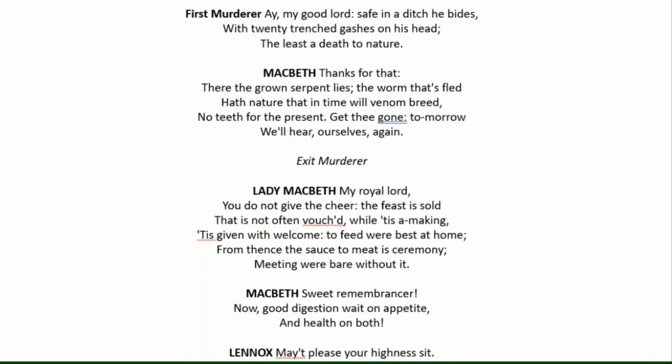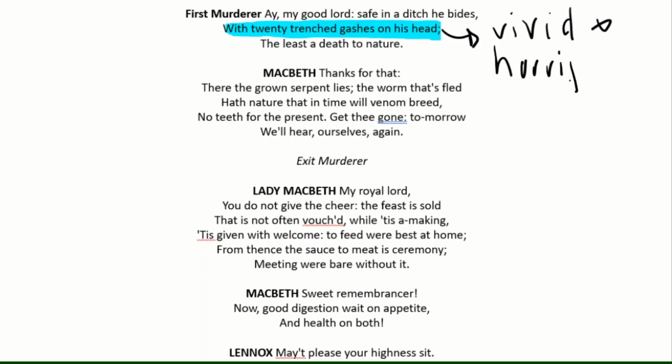So before we go on to Lady Macbeth, let's get some annotations for this section. Just finishing off the murderer. The murderer said that Banquo has twenty trenched gashes on his head, twenty deep cuts in his head, and this is a vivid and horrific image.